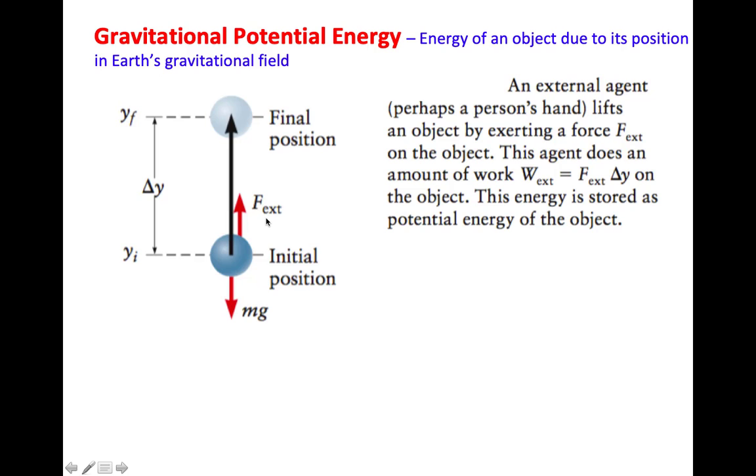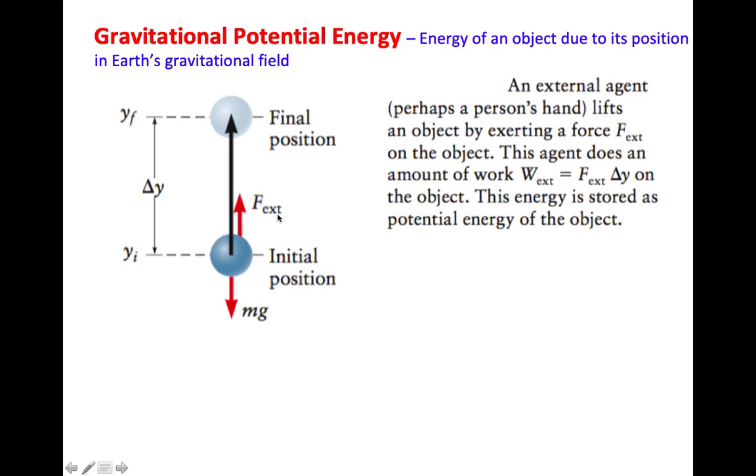This could be force by hand. We are raising the ball at a constant speed. The speed of the ball as it goes from the initial position to the final position does not change. So there is no change in kinetic energy of the ball, only height is changing, and thus only gravitational potential energy is changing. The free body diagram is shown here.